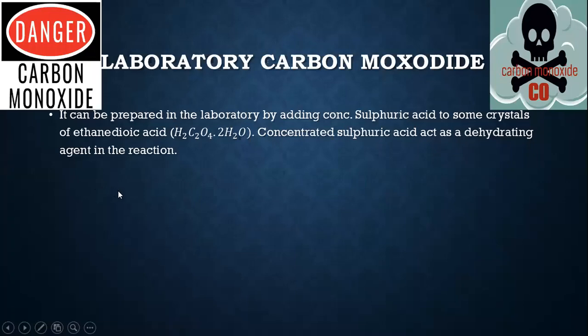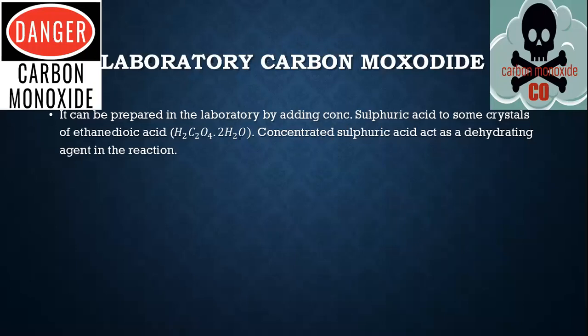It can be prepared in the laboratory by adding conc sulfuric acid to crystals of ethyl dioic acid. So how do you prepare carbon monoxide or carbon 2 oxide in the lab? You react a special type of acid called ethyl dioic acid with concentrated sulfuric acid. You remember what sulfuric acid is, right? What is the IUPAC name of sulfuric acid? Anybody? H2SO4. Yes, H2SO4. So what's the IUPAC name?